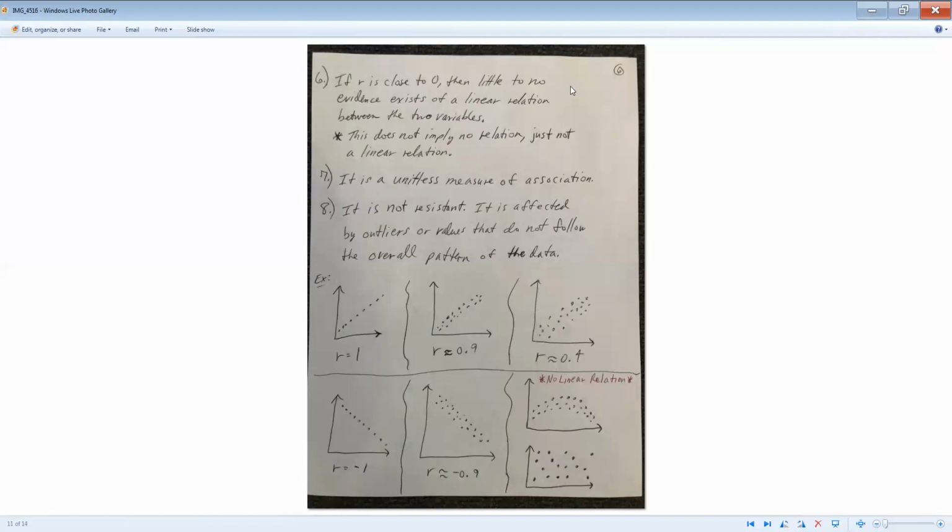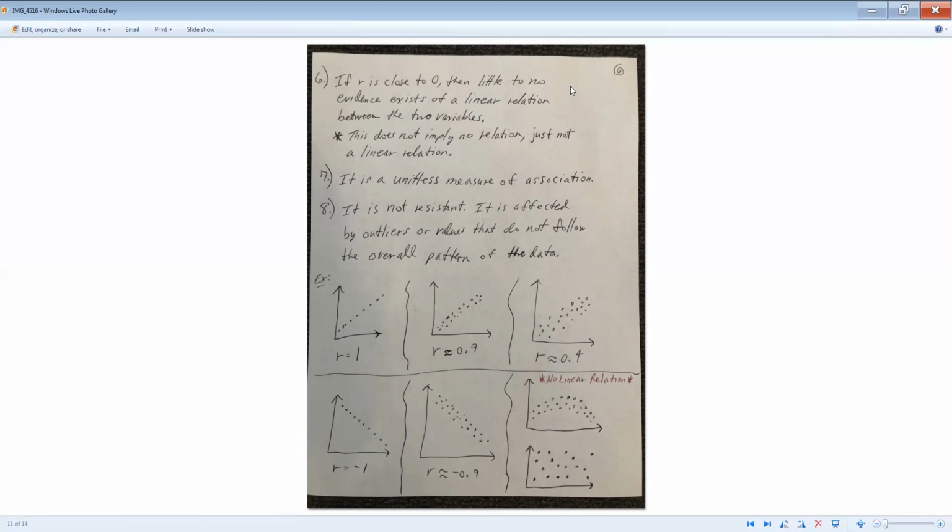If r is close to 0, then little to no evidence exists of a linear relation between two variables. Now, this does not imply no relation. It just means that there is no linear relation. Remember, we saw a previous example of how you can have a pattern that's not linear. So r would be close to 0 in that case.